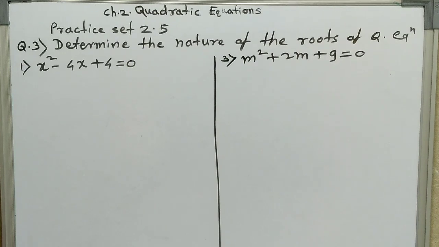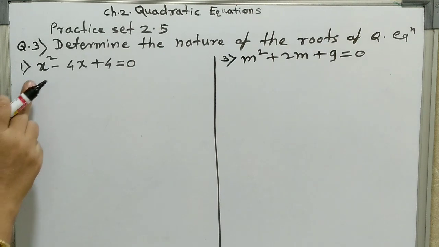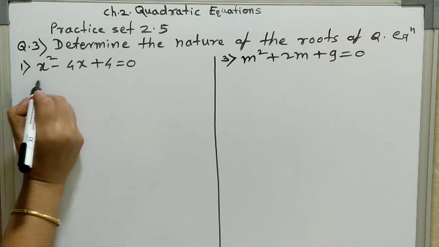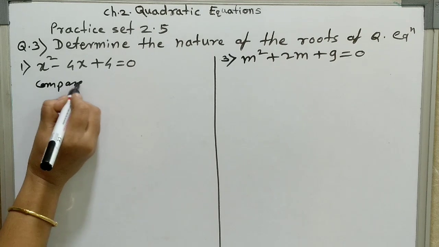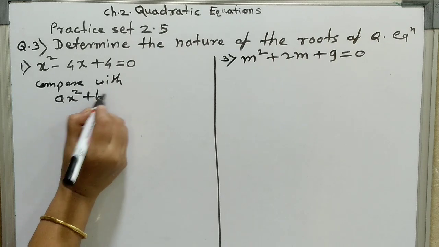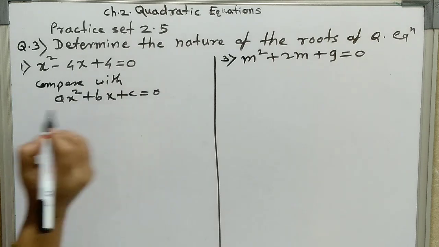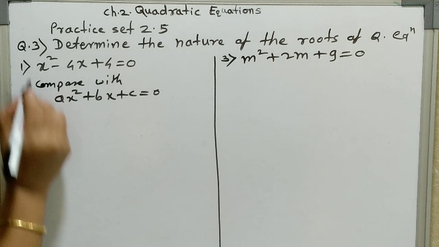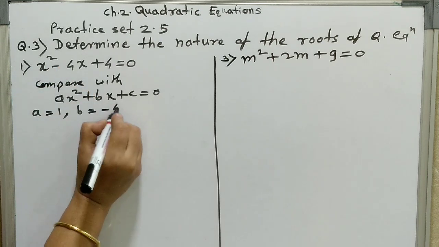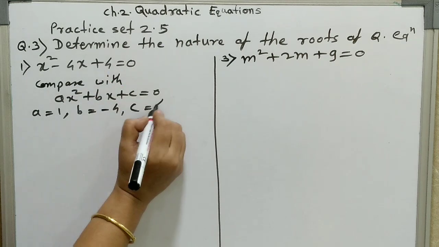Now we see question number 3. Determine the nature of the roots of the quadratic equation. See the first equation, x square minus 4x plus 4 is equal to 0. So this equation we first compare with our standard form ax square plus bx plus c is equal to 0. So the value of a is equal to 1, here the coefficient is 1, the value of b is equal to minus 4, and the value of c is equal to 4.